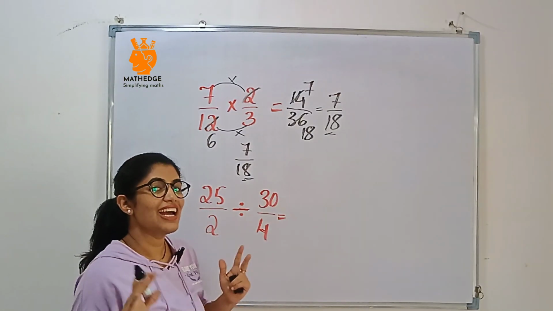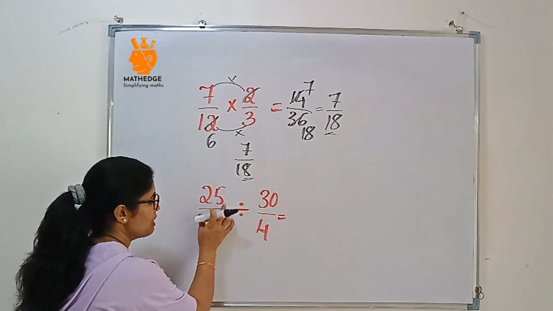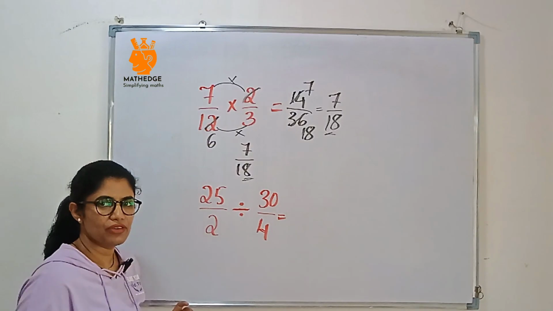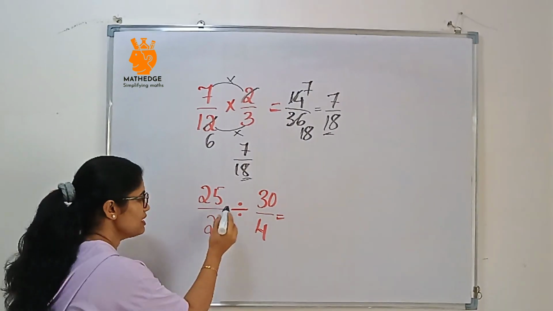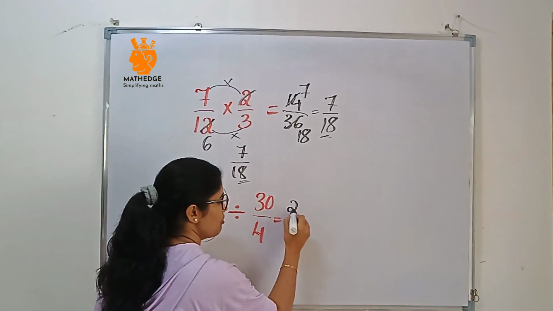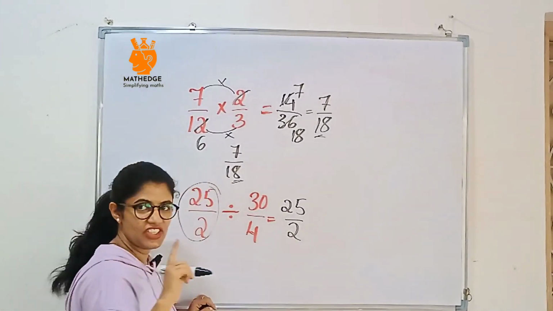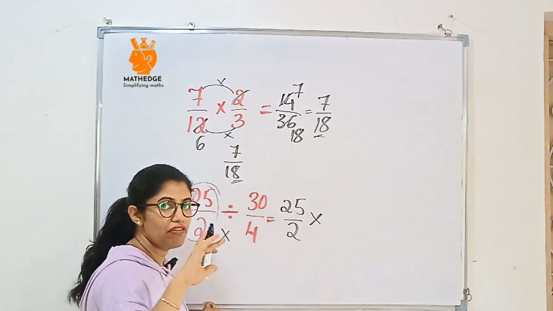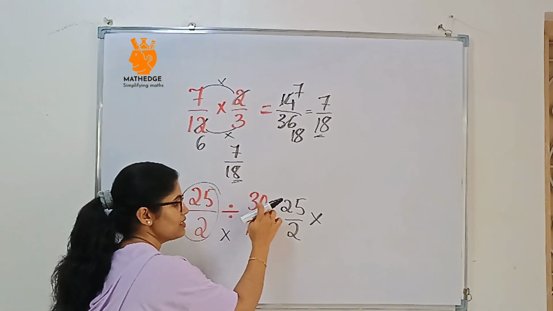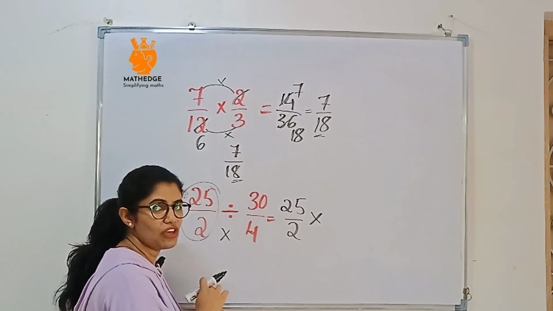Yes. Let's go for division. So 25 by 2 divided by 30 by 4. You just remember, keep, change, flip. Keep means keep the first fraction, 25 by 2. Change means change division to multiplication. And flip the second one. Flip means you just swap the numerator and denominator.